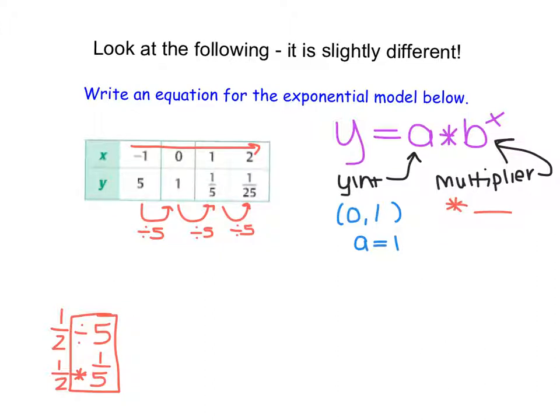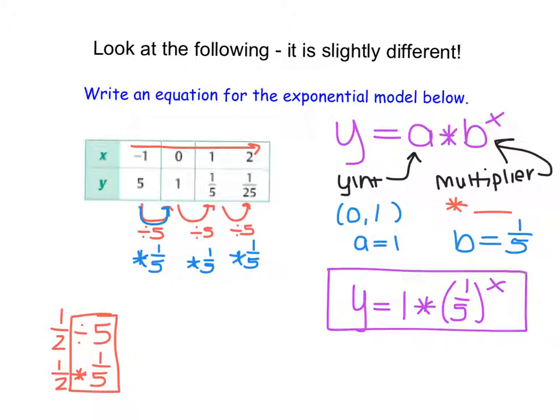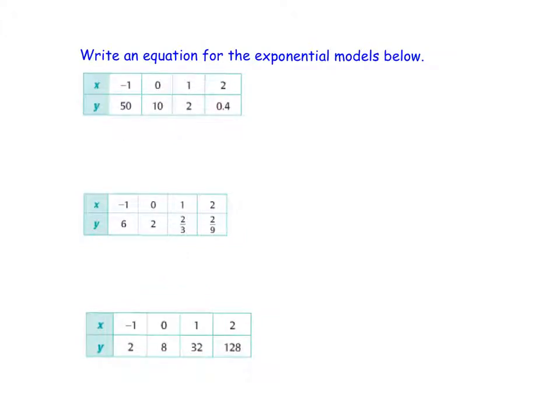So what we can do here is we can say, yes, we notice we have a pattern where we're dividing by 5, but we're going to write it in terms of multiplication, which is multiplying by 1/5. So if we see repeated division, we can easily turn that into repeated multiplication by using the reciprocal. So here, what's really happening is I'm repeatedly multiplying by 1/5, so my b value is 1/5. Then I can go to my equation, and I write y is equal to my a value of 1 times my b value, which I'm going to put in parentheses to keep it safe as a fraction, to the power of x.